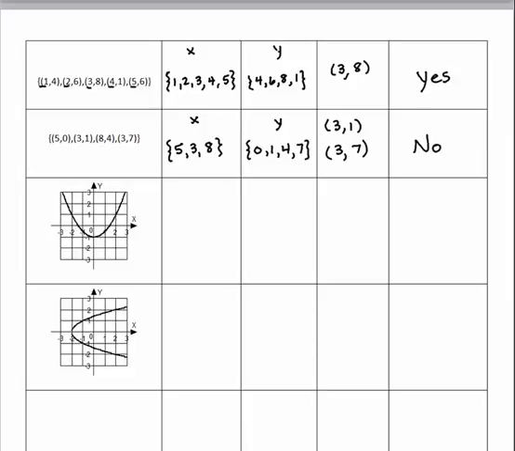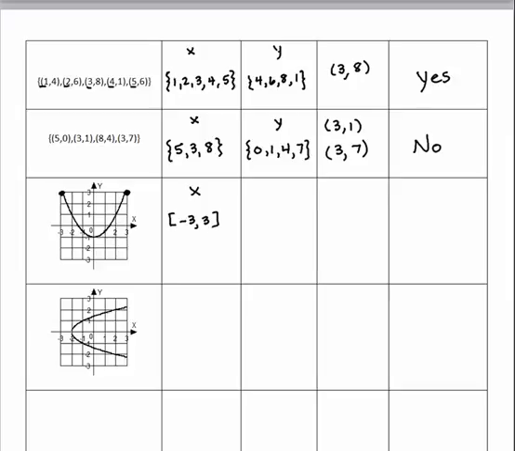Another way to look at relations is by looking at a graph. When I look at my graph, the input, or the x values, could actually be anything, although in this particular case I can only see the parts from x equals -3 to x equals +3. So if we assume this function ends right here, I'm going to say that my domain would be all the numbers between -3 and +3.